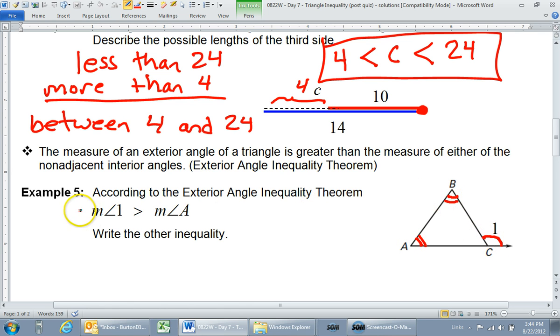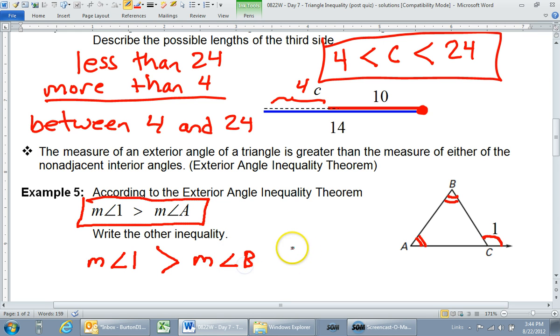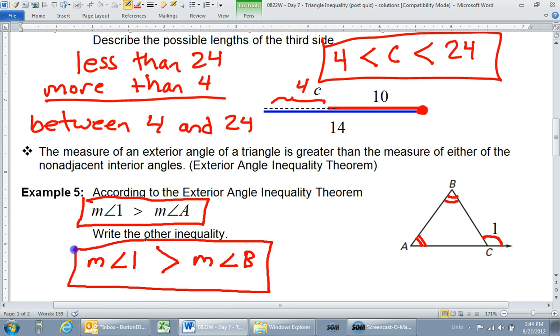So that's why right here I've said the measure of angle 1 is bigger than the measure of angle A. That's one of them. To write the other inequality, well, the other one is the measure of angle 1 has got to be greater than the measure of angle B. Okay? All right, so the exterior angle has to be bigger than either one of the angles that are on the inside.